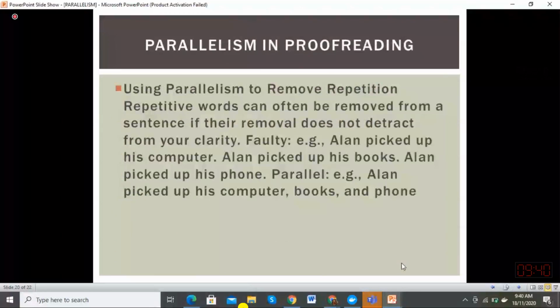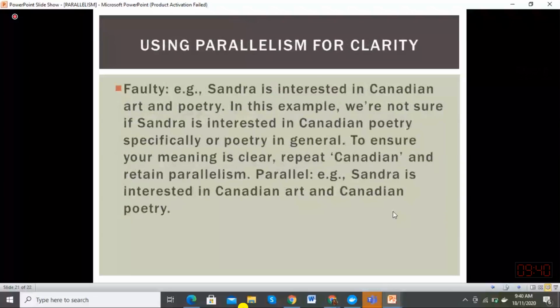Using parallelism to remove repetition. Repetitive words can often be removed from sentences if their removal does not detract from your clarity. For instance, "Alan picked up his computer, Alan picked up his books, Alan picked up his phone." So parallel structure or concise structure demands "Alan picked up his computer, books, and phone." So in order to write three different sentences to show this information, we could mention this thing in one sentence. So we use parallelism for clarity.